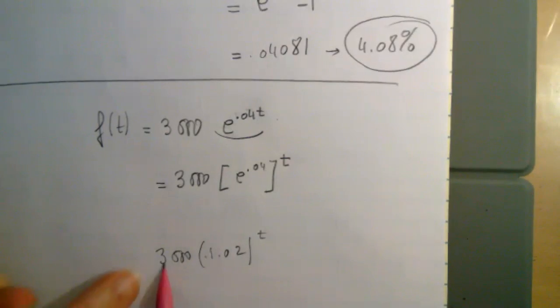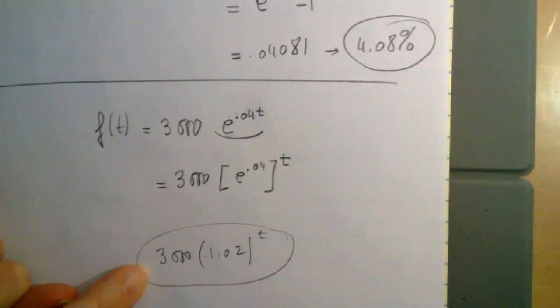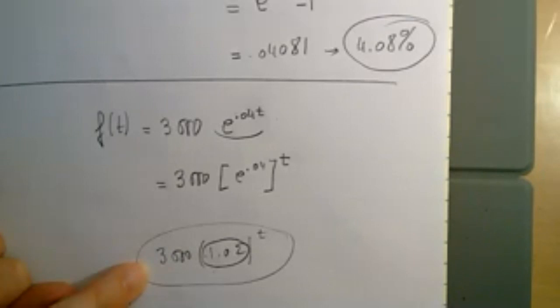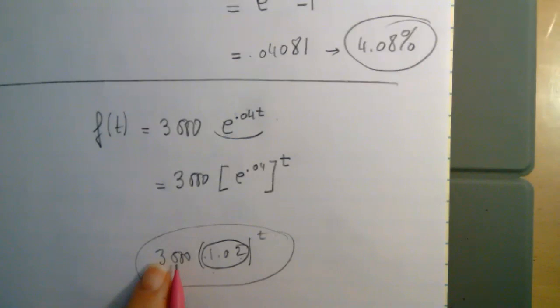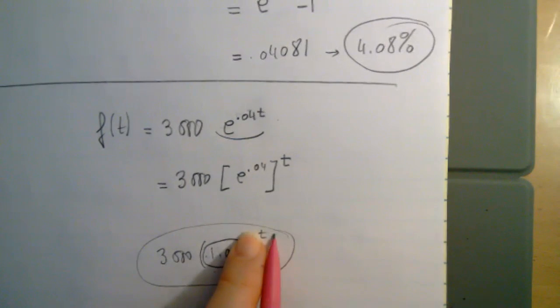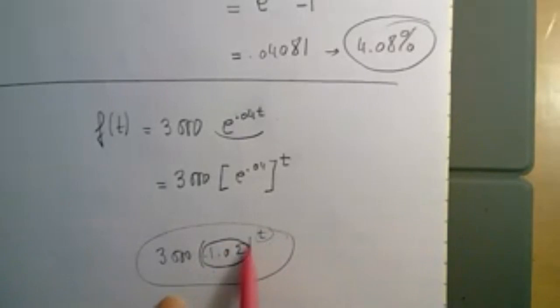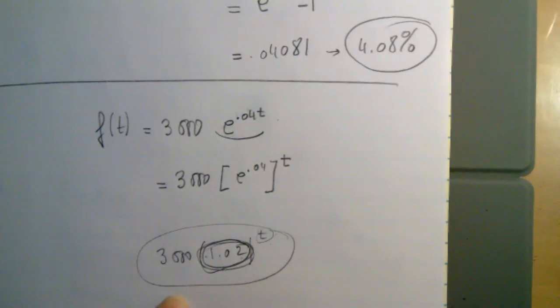Suppose, forget about this problem for a split second, I give you a problem like that. I tell you what is, and t is in years. I ask, what's the growth factor? You tell me 1.02. And what's the growth rate? 2%. So if my formula is written like a, b to the t, with a t in here, you can figure out your growth factor and growth rate.